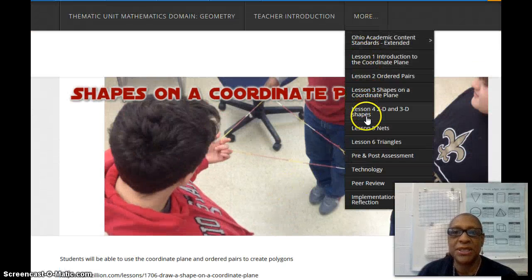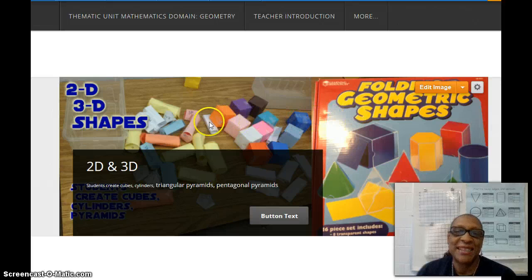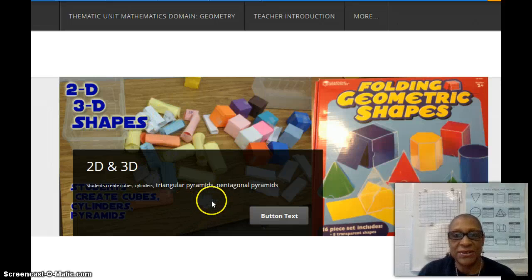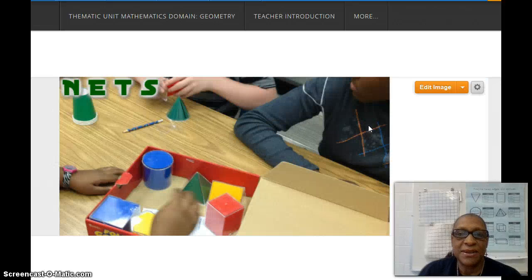Another lesson that you will see as you go through the thematic unit is 2D and 3D shapes. These are shapes that the students created themselves. We have here on the table cubes as well as cylinders, and there are a few rectangular pyramids that the students used in creating 2D and 3D shapes. Lesson 5 talks about nets.